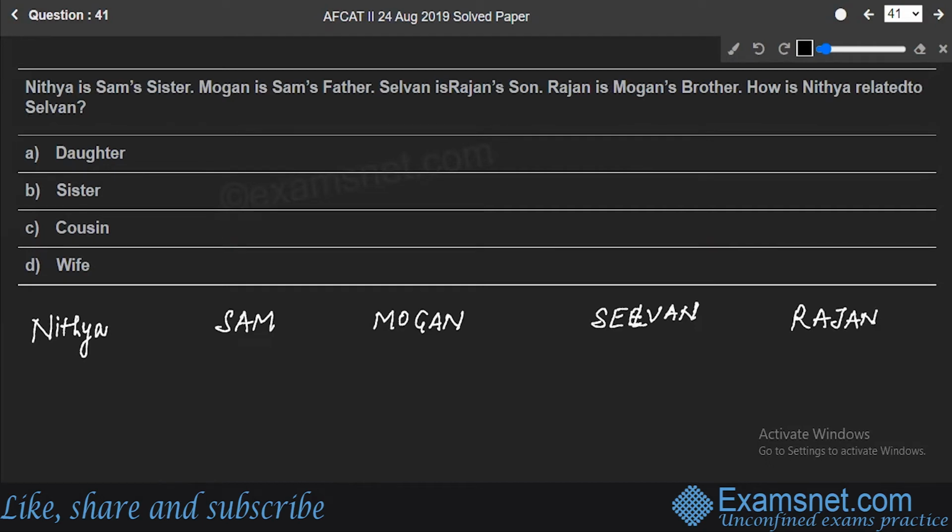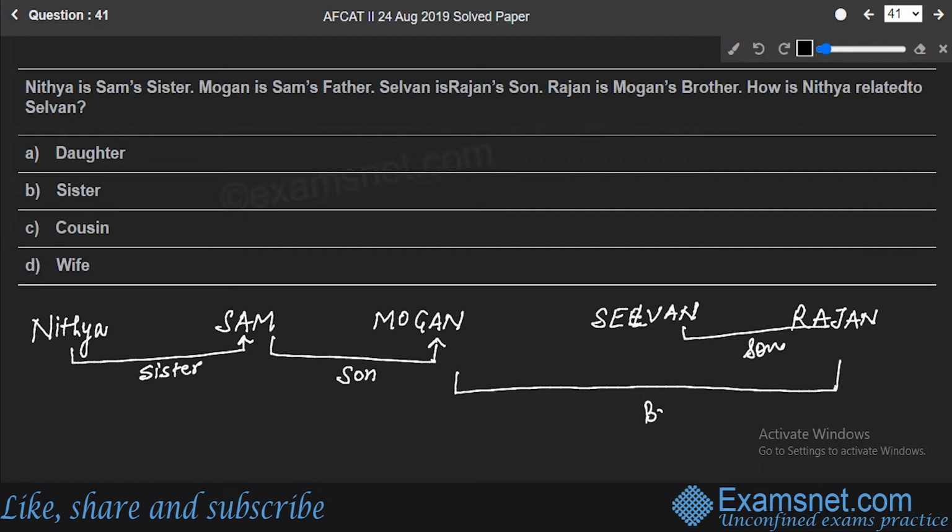Right. So let's see what you are given. We are given Nitya is Sam's sister. Right. So Nitya is related to Sam as sister. Then Morgan is Sam's father. That means Sam is Morgan's son. Right. So again, you are given that Selvan is Rajan's son and Rajan is Morgan's brother. So they both are having the relationship of brother. Right. And you have to find out how Nitya is related to Selvan.